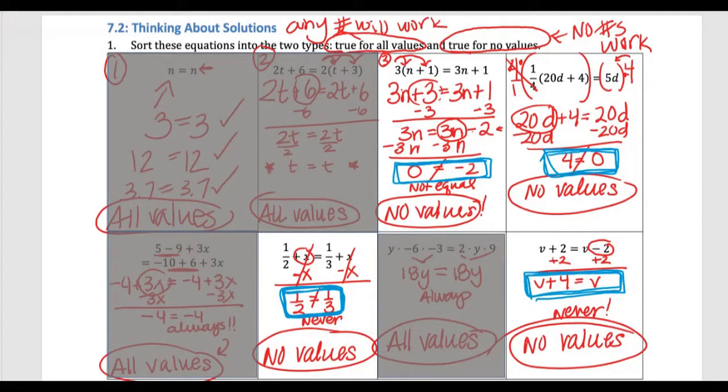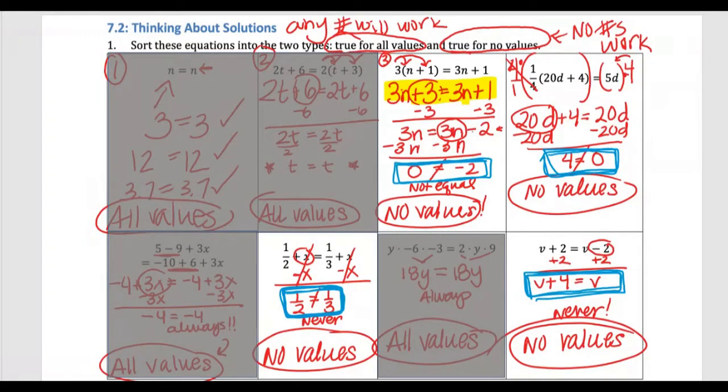If I back up to where we simplified, let's look and see what happened when we simplified. So in the first one, when I simplified, I had 3n on each side, but I was adding 3 to one side and adding 1 to the other side. It's like the left side got a little bit of a head start from the right.